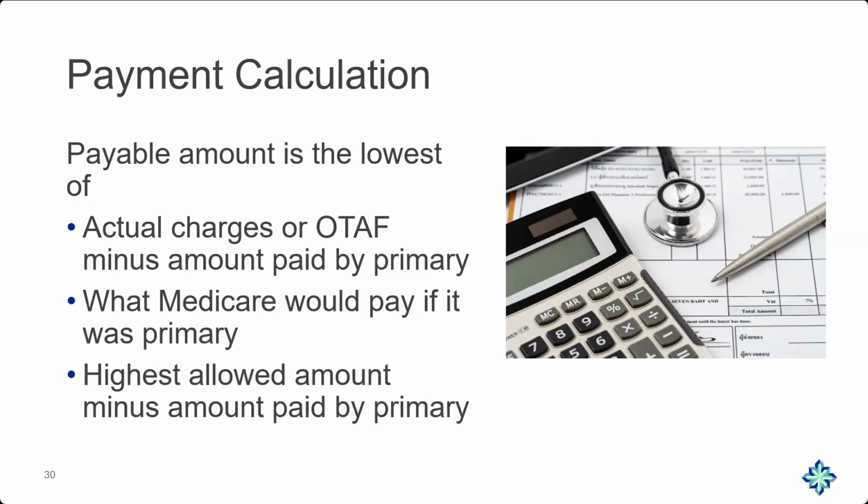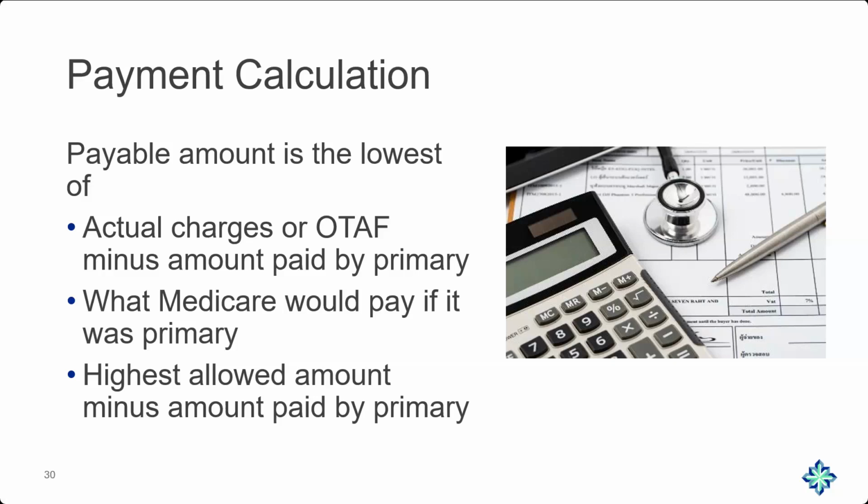The actual charges, or the obligated to accept as payment in full. We need that. We need to know what the primary paid. Well, that makes sense. What would Medicare have paid if it was primary? So is there a deductible? Is there a co-insurance for that service? Is it the standard 20%, or is it preventive where there isn't one? Okay. The highest allowed amount minus the amount paid by primary. So what we'll do is look at what was higher, the Medicare allowed amount or the other insurance allowed amount. We'll take what was paid and we'll determine a payment there. Then we compare those 3 to give you a payment amount.